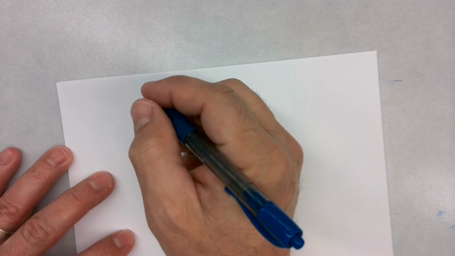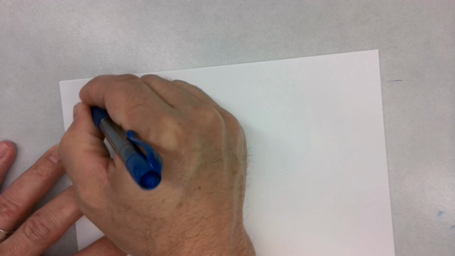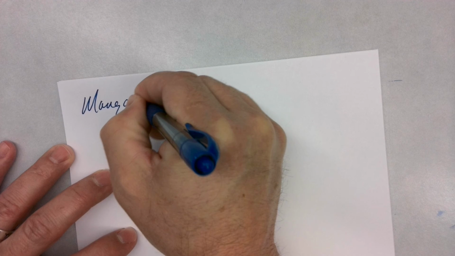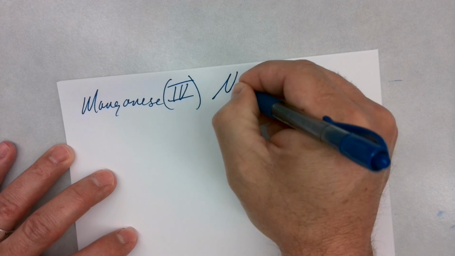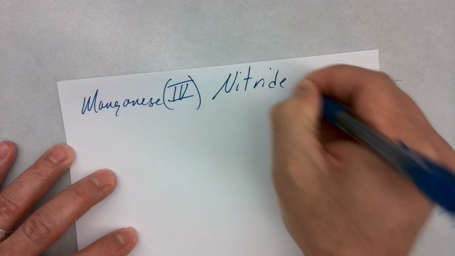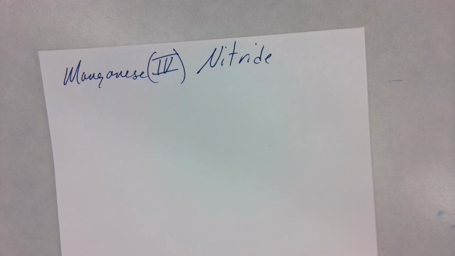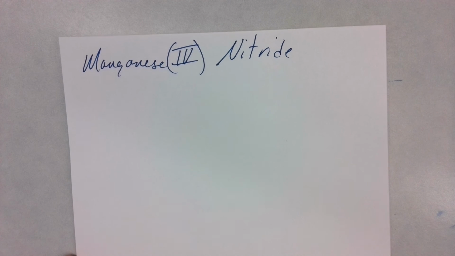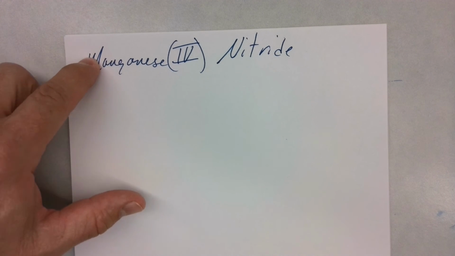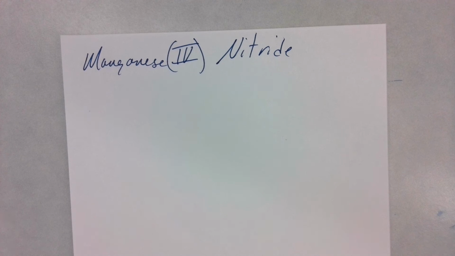Okay. Let's say I gave you this. I'm going to give you the name. We're going to go manganese 4 nitride. And I want you to give me the formula. Manganese 4 nitride, and let's go to 10 hands on this. Manganese 4 nitride. That's its name. I need its formula.